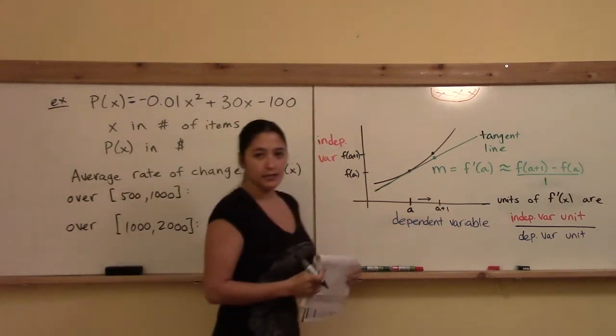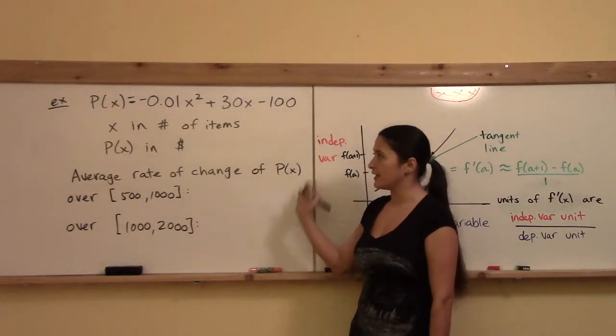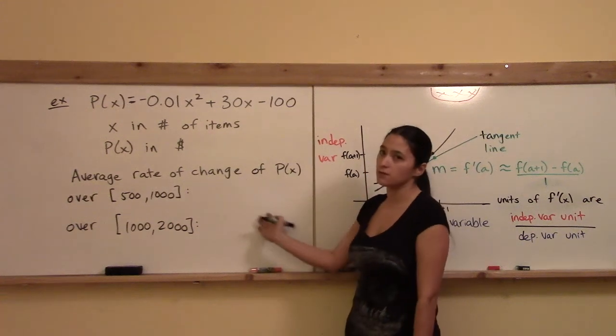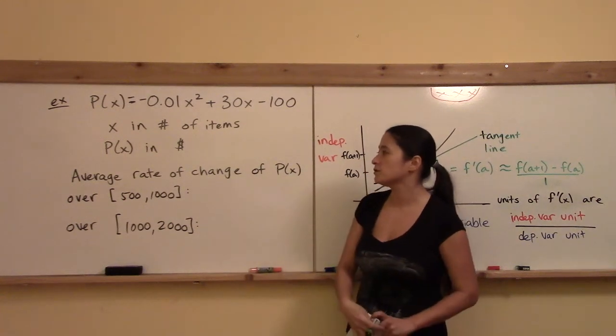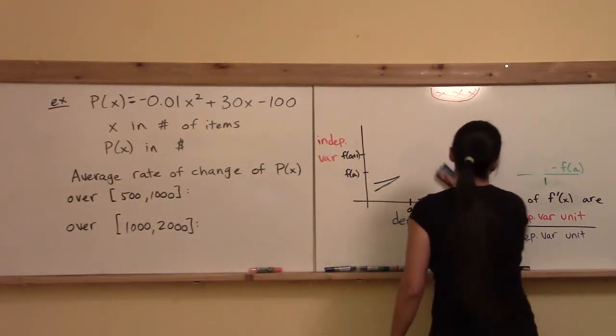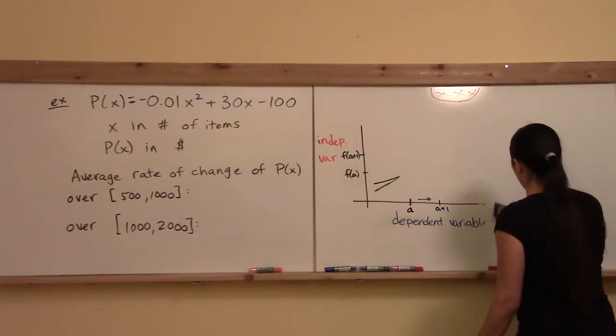Now from the previous lectures, you should definitely be able to give me values for this answer right here. If I gave you a function p of x and asked you what is the average rate of change of p of x over a given interval, you should be able to do that. So go ahead and practice doing that. And while you do that, over on this board, I'm going to draw a picture of p of x.